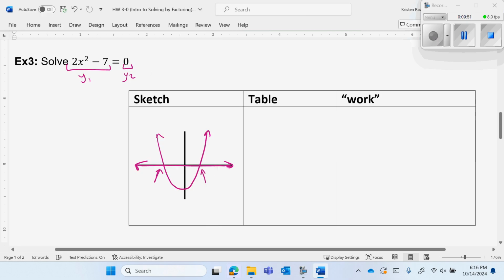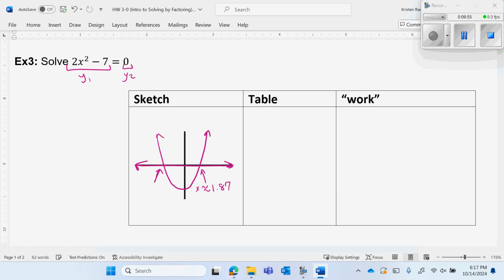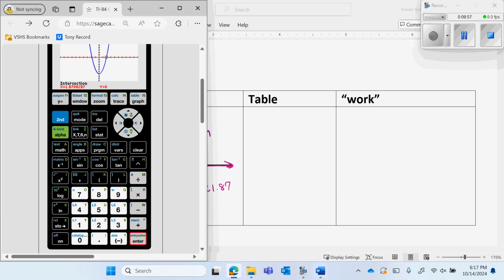So I'm going to put about, because I'm rounding, 1.87. And if we go back and find the other point of intersection, second trace 5, scroll to the other side, hit enter 3 times, and we're going to get negative 1.87.